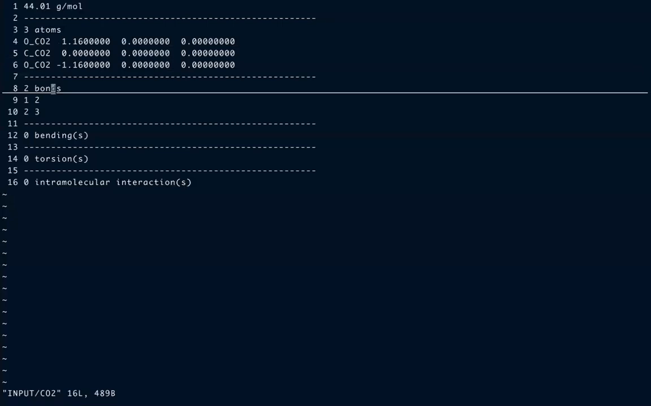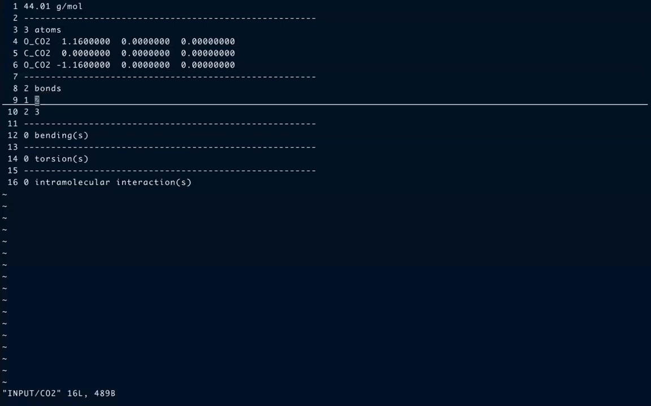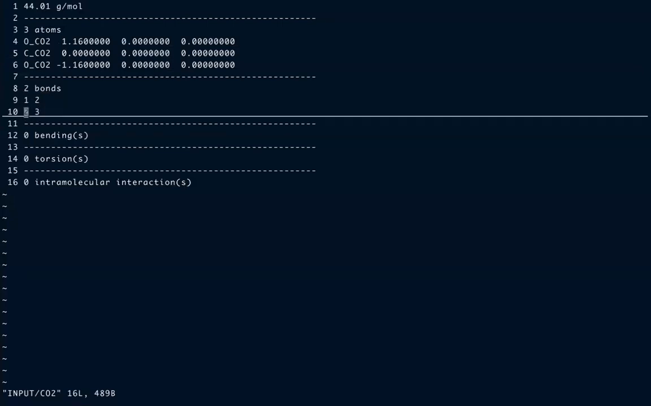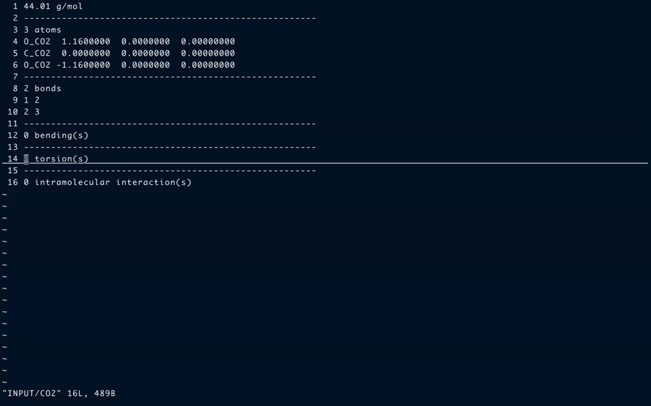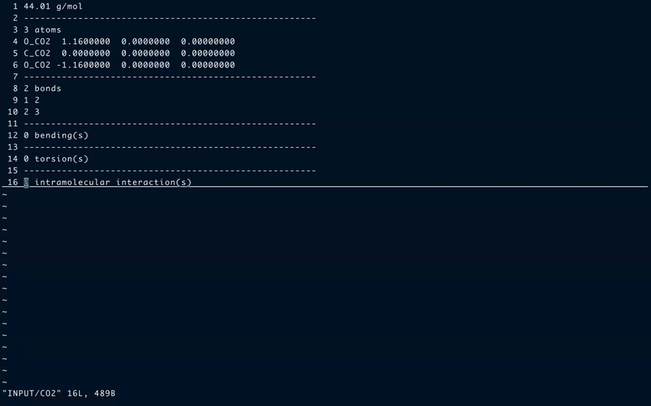Now you have two bonds: between 1 and 2, which means between oxygen and carbon, and then between carbon and oxygen, which is 2 and 3. And you do not have any bending in the CO2 because it's a rigid molecule. There are no torsion angles and there are no intramolecular interactions.